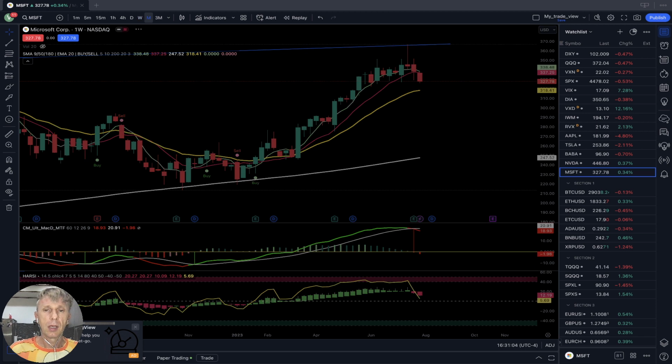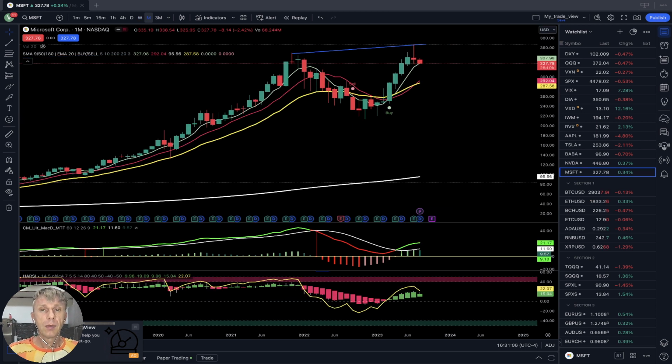Let's see monthly time frame for Microsoft. Monthly time frame, it is still bullish. Last bar finally connected back to MA5, still disconnected from MA10 and 20. Still bullish trend with large bearish divergences, right?